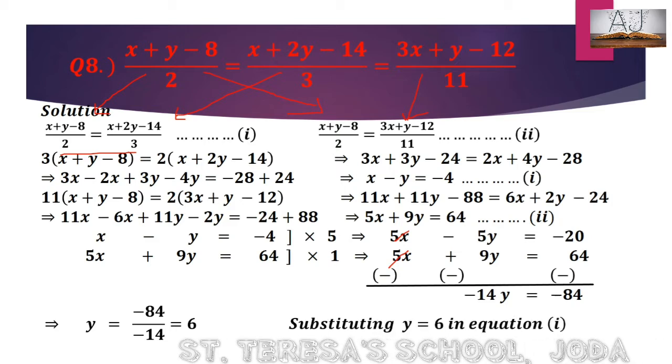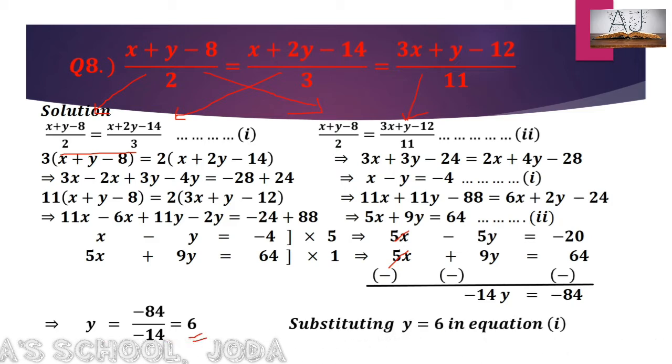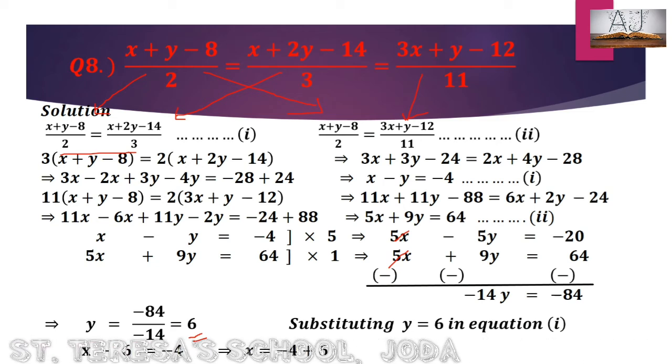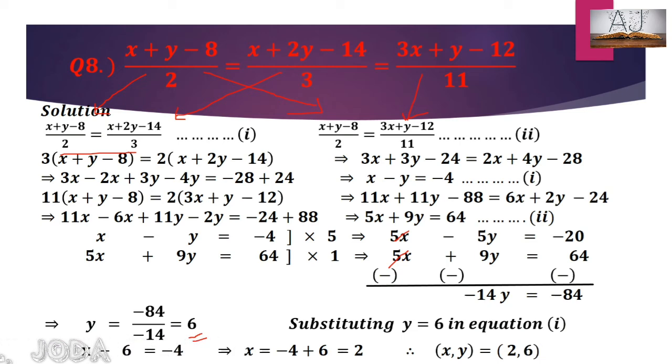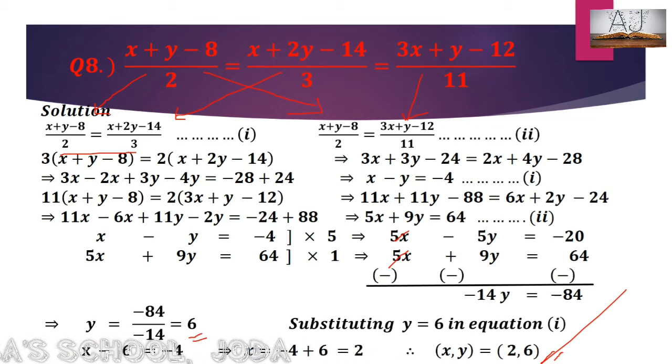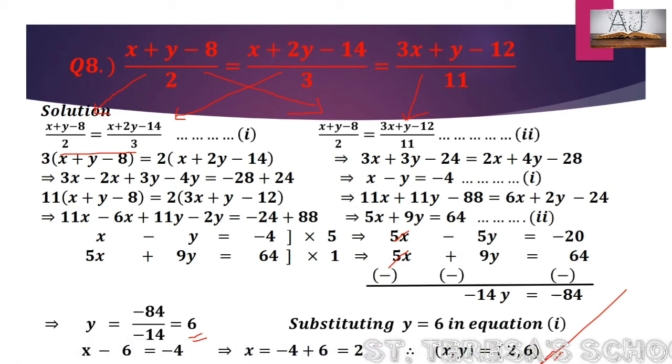Now we'll substitute this value of y in the first equation. What is our first equation? x minus y equal to minus 4. In that we will substitute the value of y. That is, we will substitute 6 there. So we get x minus 6 equal to minus 4. Or minus 6 goes to other side, becomes plus 6. So x equal to minus 4 plus 6, that is 2. So we have got the value of x and y as 2 and 6.